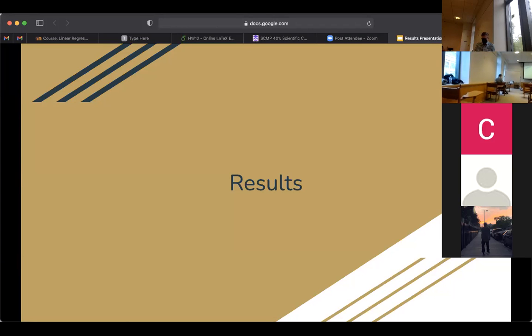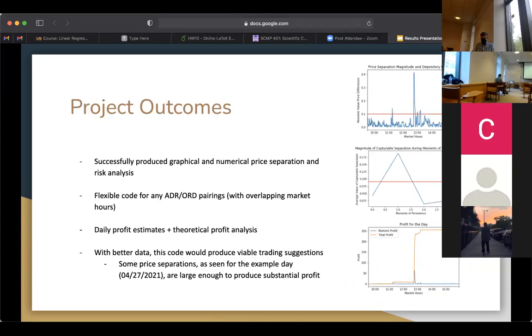So now going into the results of this project. I successfully produced graphical numerical price separation and risk analysis. This is a flexible program, and it produces daily profit estimates. And so going over these three major graphs on the right-hand side, these are kind of the three big ones to focus on.